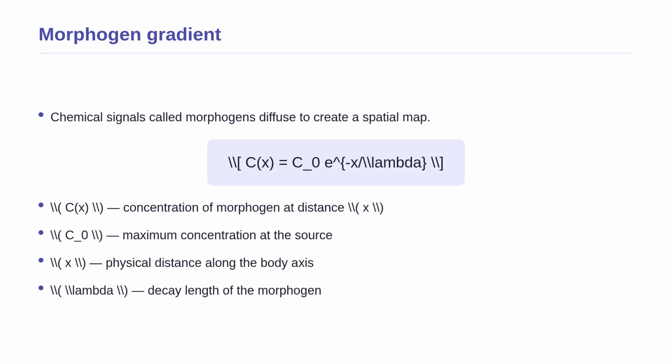Here, C(x) is the concentration of the morphogen at a specific distance x from the source. C0 is the maximum concentration, right at the source, like the head organizer. The variable x is the physical distance along the body axis. The symbol lambda is the decay length, which tells us how far the signal can travel before dropping significantly. As the distance x increases, the concentration decreases, telling cells they are further from the head. If the decay length lambda increases, the signal travels further, turning a larger portion of the body into head-like structures.